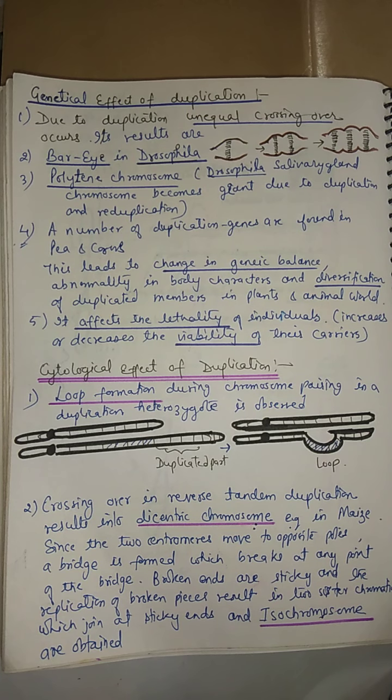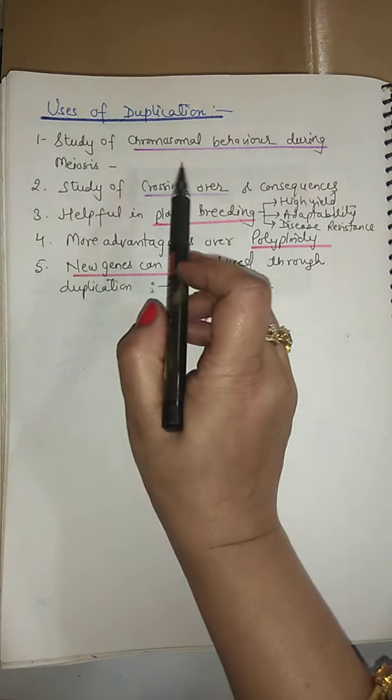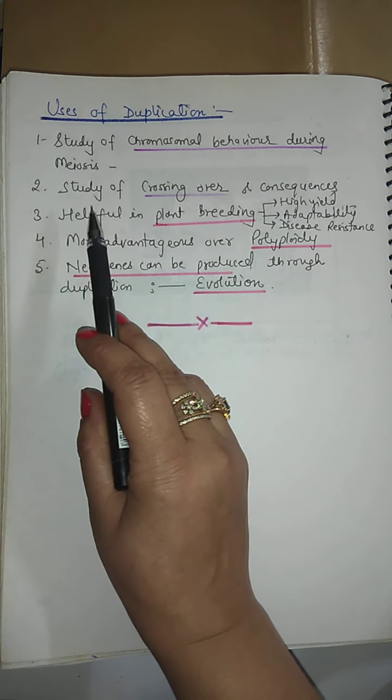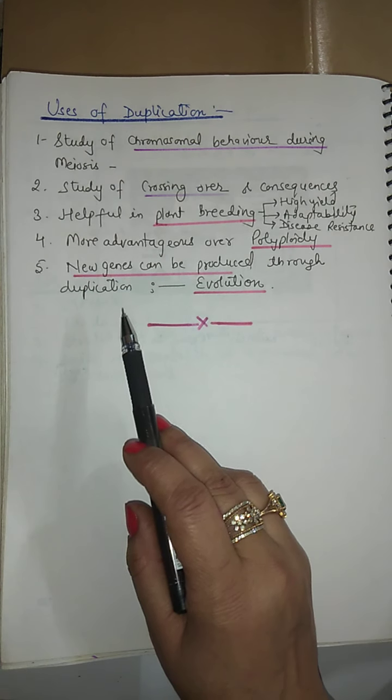An isochromosome is an abnormal chromosome that has lost one of its arms and replaced it with an exact copy of the other arm. Now there are certain uses of duplication. Number one is we can study the chromosomal behaviors during meiosis. Secondly, it helps in the study of crossing over and its consequences.